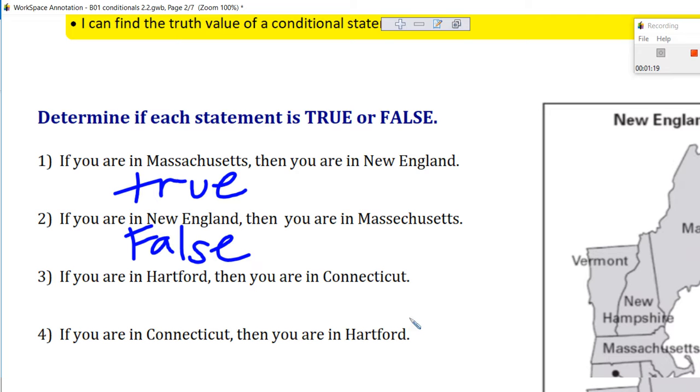If you are in Hartford, then you are in Connecticut. Yes, Hartford is a city in Connecticut, so this would be true. If you're in Connecticut, you are in Hartford. This is not true. You could be in a completely different city. You might be in Hartford, but you might also be somewhere else. So that one is false.